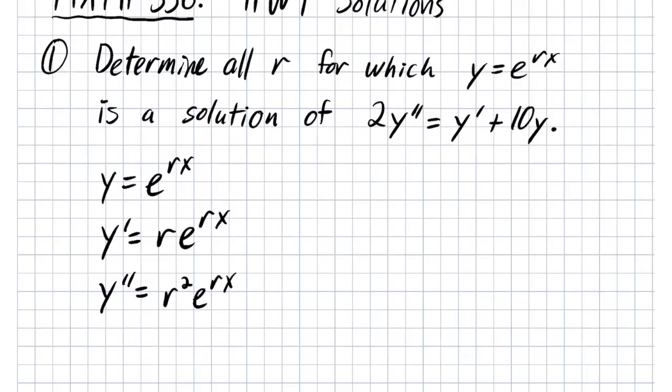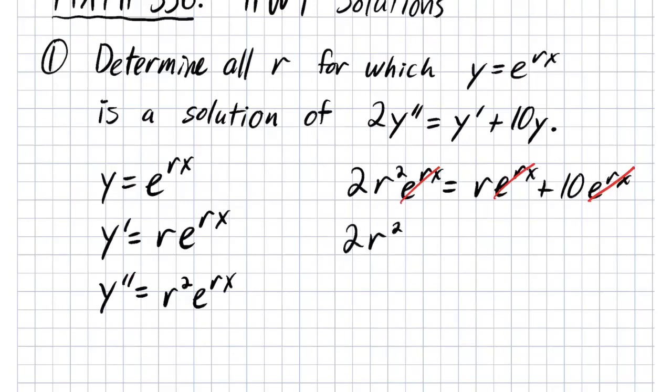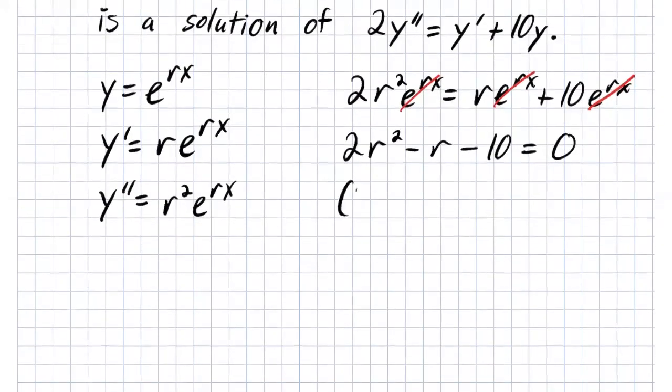When we plug that into this differential equation, we're going to get 2 times r squared e to the rx is equal to r e to the rx plus 10 times e to the rx. Then I can divide both sides by e to the rx, and that will cancel those e to the rx terms. That leaves me with 2r squared minus r minus 10 equals 0. Okay, so let's factor that.